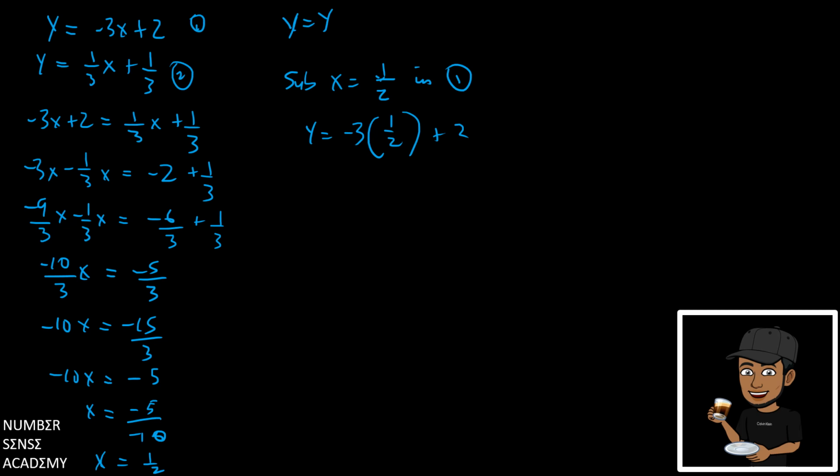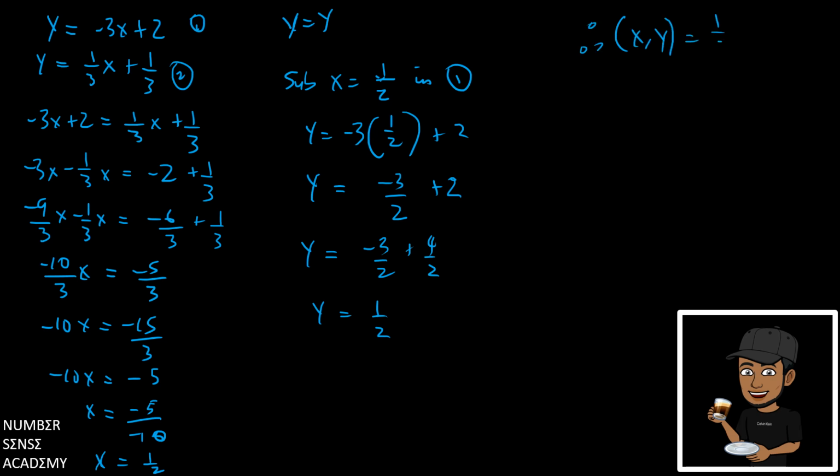And this is equal to y is equal to negative 3 over 2 plus 2. So y is equal to, what number do I have to divide 2 by to get 2, which is 4. So negative 3 over 2 plus 4 over 2. I get y is equal to 1 over 2. So my intersection point is, this is my solution, x, y is equal to 1/2 and 1/2.